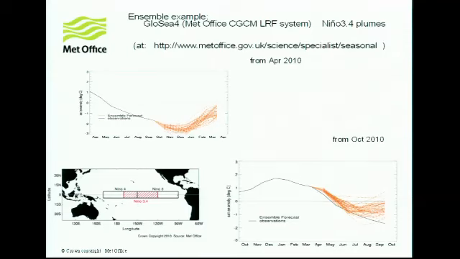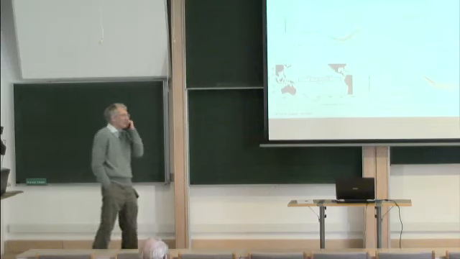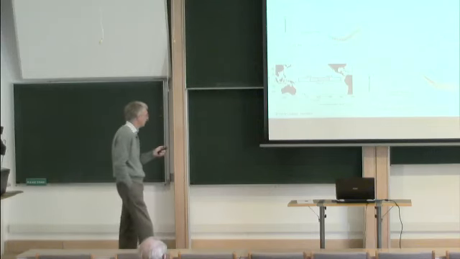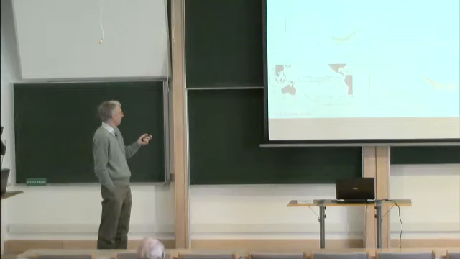I just picked this one because you can actually see in these plumes, which are only usually shown for the ENSO, not for other variables, you can get some idea of the spread of the ensemble within that. And here, this particular forecast is fairly confident of its own skill.